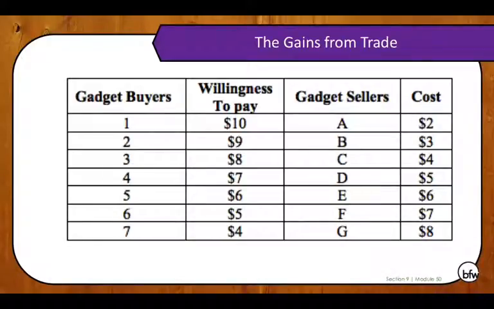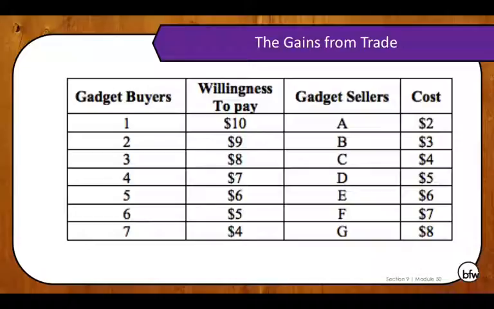So suppose we line up our buyers in descending order based upon their willingness to pay for gadgets, and we line up sellers in ascending order based upon their cost of producing gadgets. This is described in the table on this slide. Imagine that these 7 buyers and 7 sellers are allowed to meet in a room and negotiate prices for gadgets. Buyers will not pay a price that lies above their willingness to pay, and sellers will not accept a price that lies below their production cost. So how will this work?